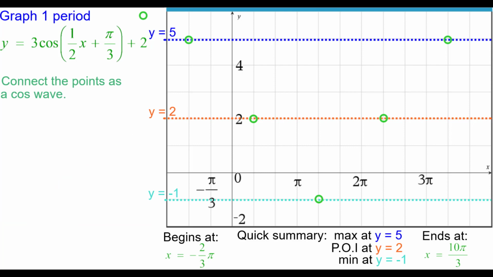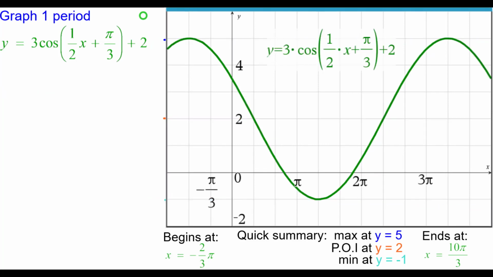We're going to connect the points as a cosine wave, beginning at the max and drawing half of a frown down, concave down, then a whole smile, concave up, and half of a frown, concave down. And this is what it looks like. It's a beautiful cosine wave.